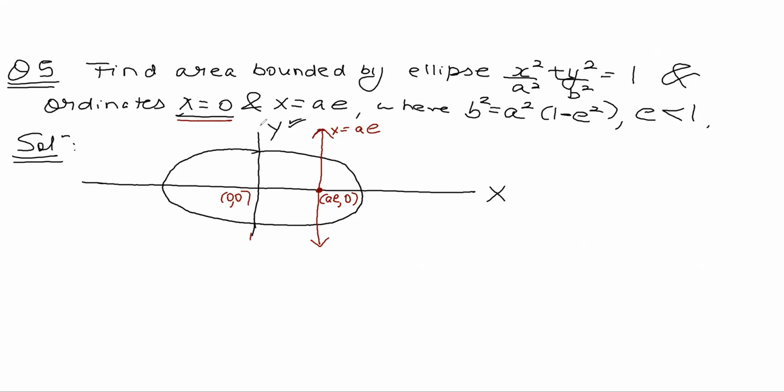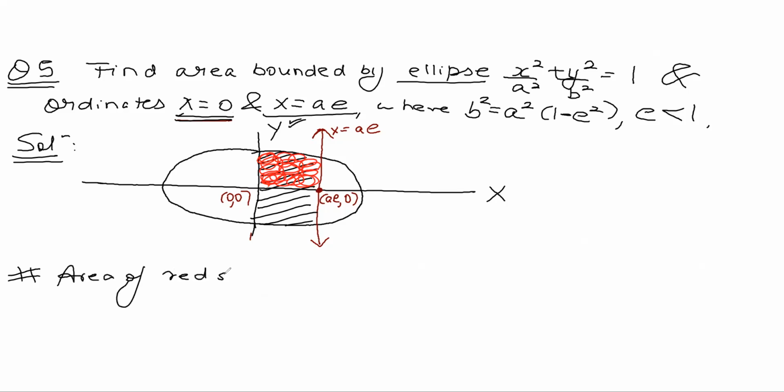So basically we need to find what area? Basically we need to find this whole area. Area bounded by the ellipse, x equal to 0 and x equal to ae line. So guys, see what I am doing. First, I am finding this red area and then I'll multiply it by 2. Right? So area of the red shaded region.